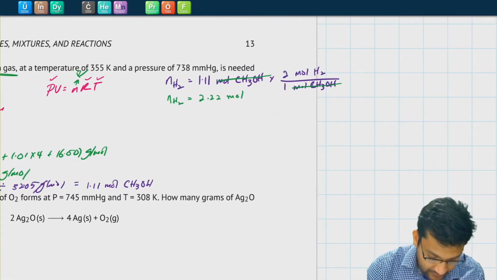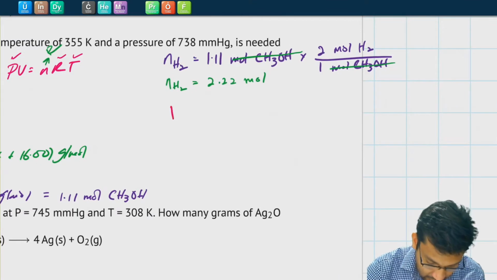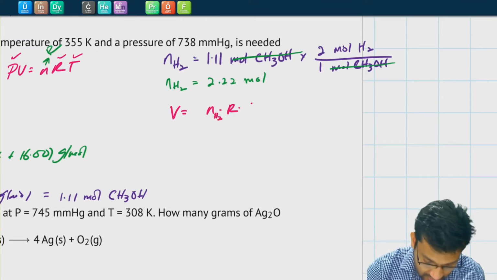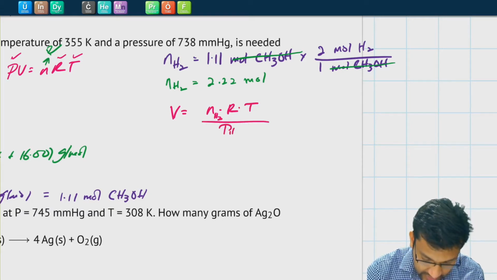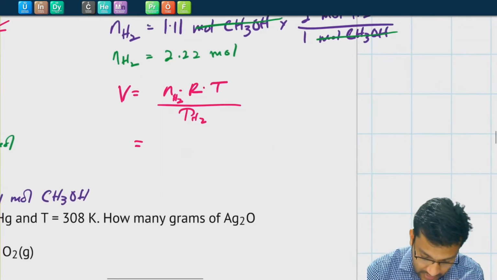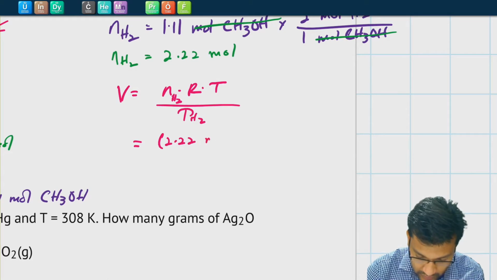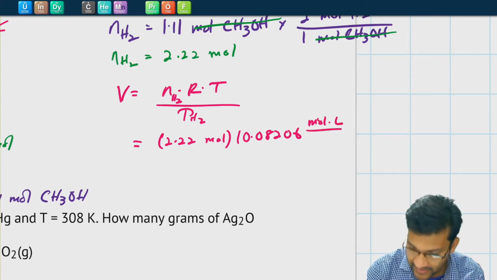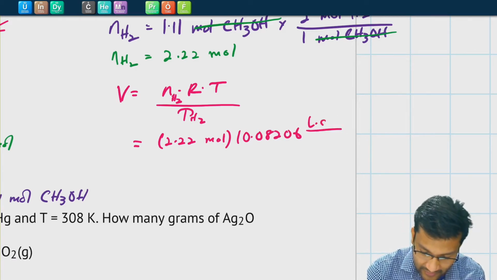Okay, so now we know the number of moles of hydrogen, right? We can find the volume, so let's write that. The volume should then be equal to the number of moles of hydrogen times R times T divided by the partial pressure of hydrogen. So let's punch in numbers. 2.22 moles times 0.08206 liters times atmospheres divided by moles times Kelvin.